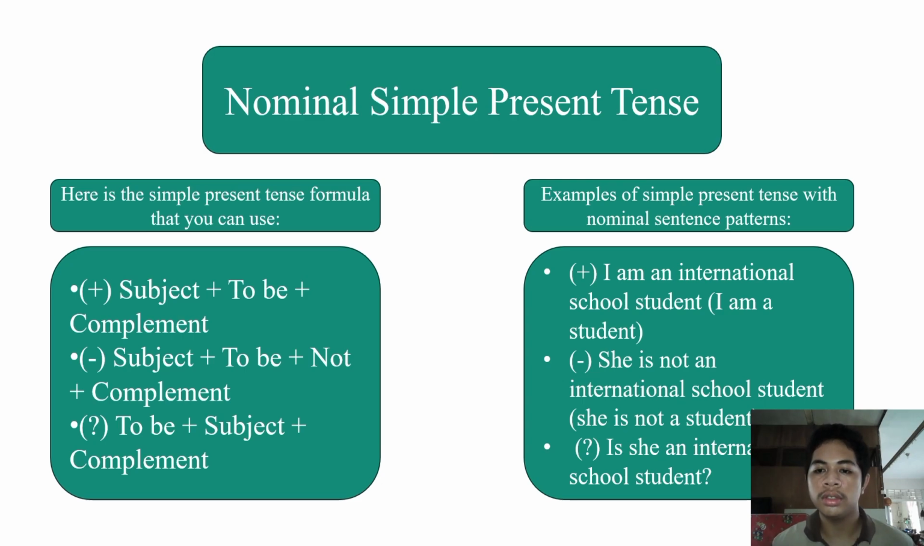Examples of simple present tense with nominal patterns. Positive: I am an international school student. Negative: She is not an international school student. Interrogative: Is she an international school student?